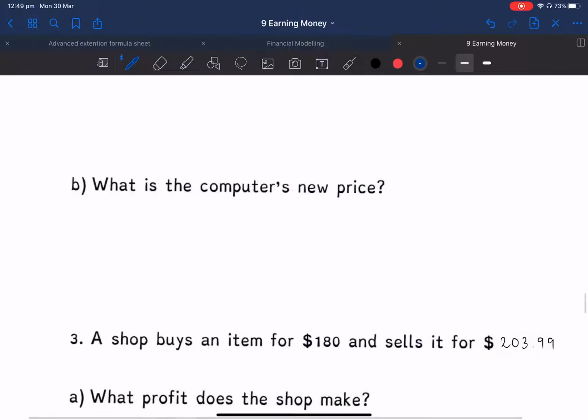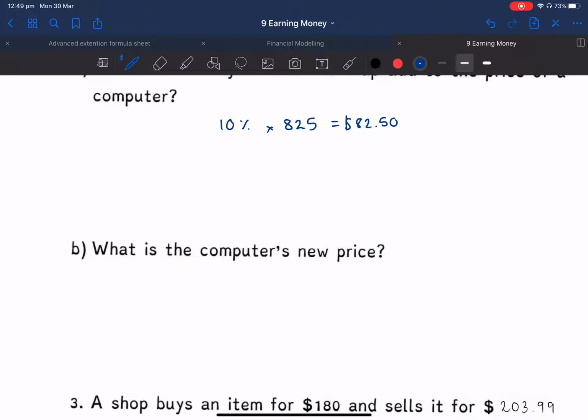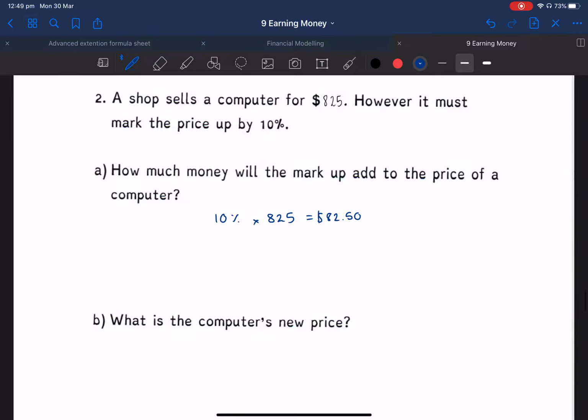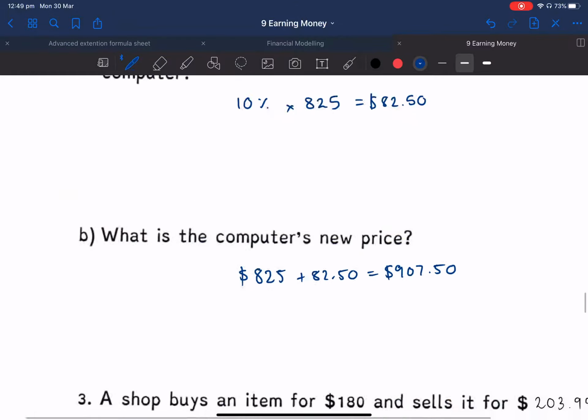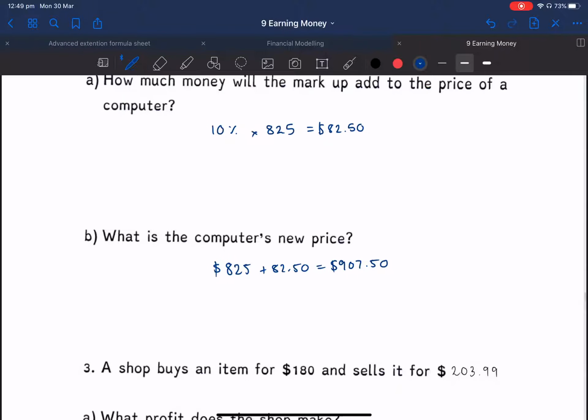All right. Part B is going to ask, well, what's the new price? So if it was $825, okay, and I'm adding on $82.50, then what must my new price be? And again, you just grab yourself a calculator or your phone, chuck those together, and you're going to get $907. And it says just 0.5 on my calculator, but remember with money, we're always going to go to 2 decimal spots because that's 50 cents. It's not 5 cents. Cool, that's it.